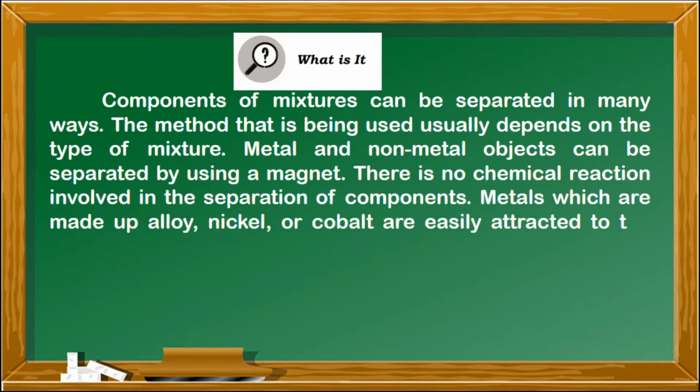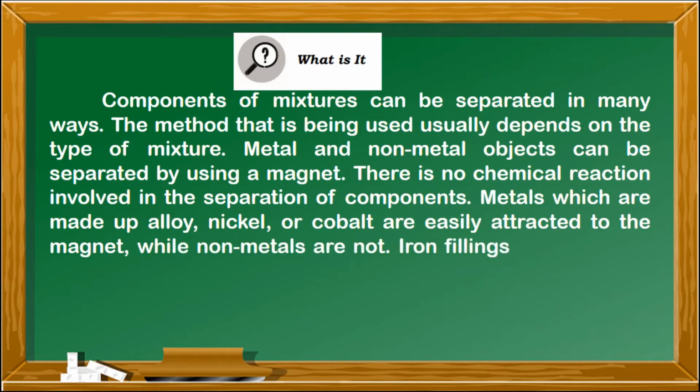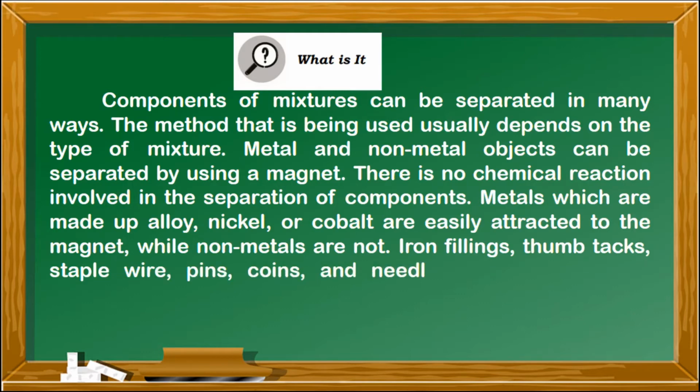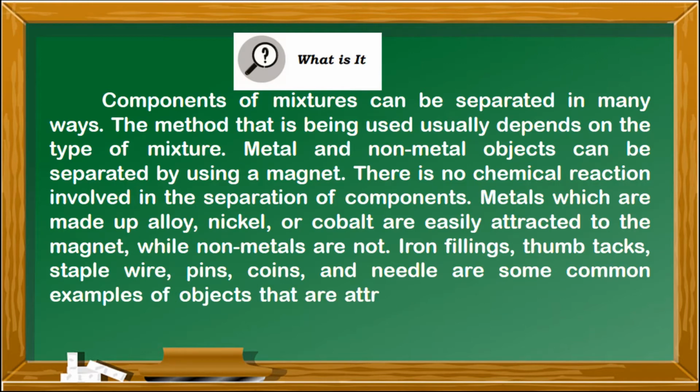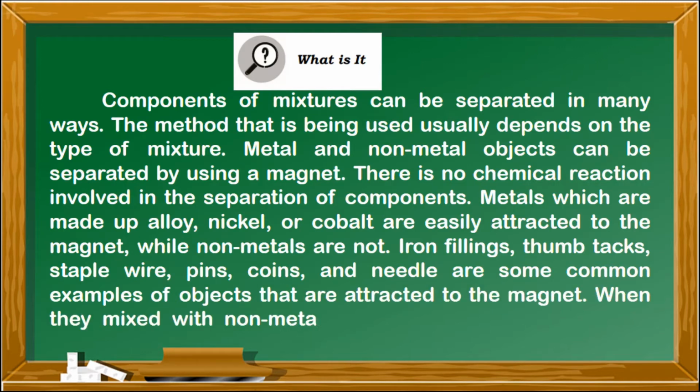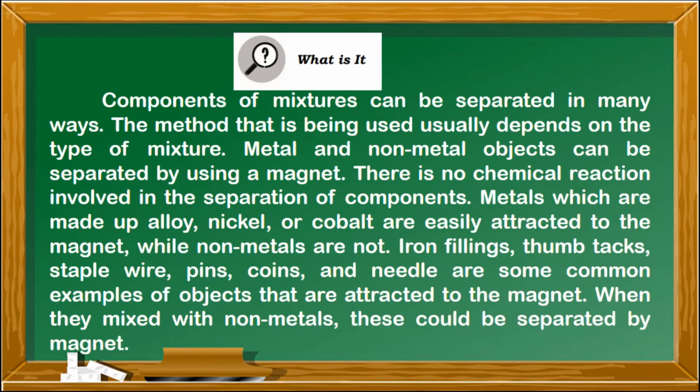Metal and non-metal objects can be separated by using a magnet. There is no chemical reaction involved in the separation of the components.